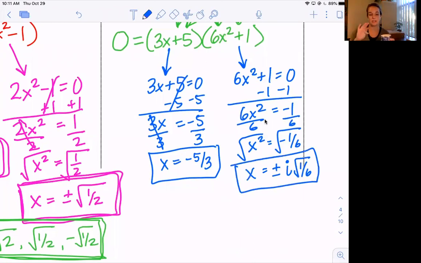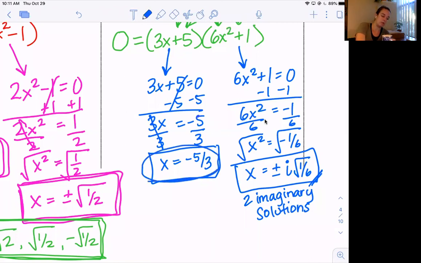Those are imaginary numbers. In this case, I don't actually care too much about what the imaginary numbers are, just that you know that there are 2 imaginary solutions here. There's 1 positive and 1 negative. All imaginary numbers come with a positive version and a negative version. They're conjugate pairs. They come together. They always come in sets of 2. So in this case, we would have 1 real solution and 2 imaginary solutions.